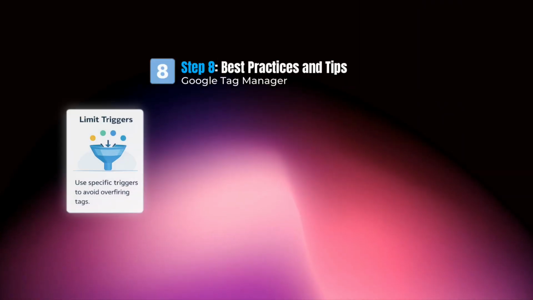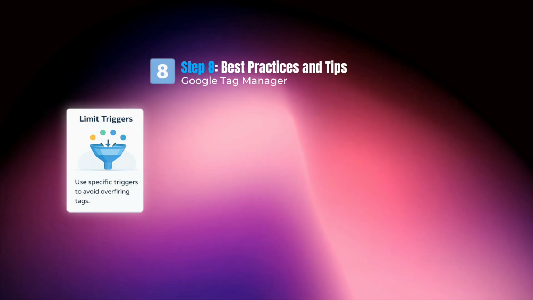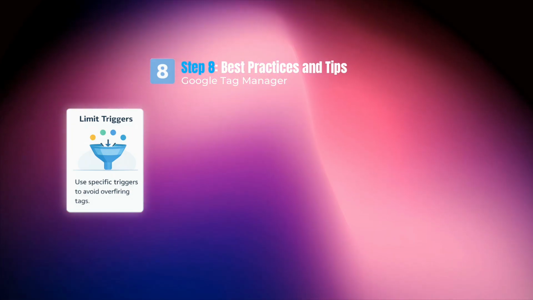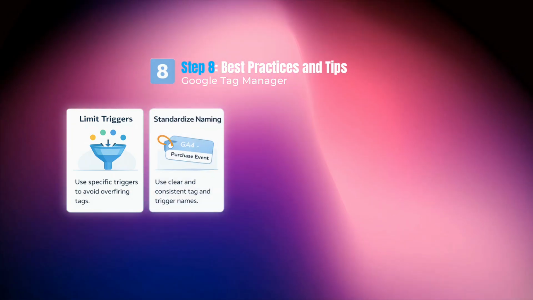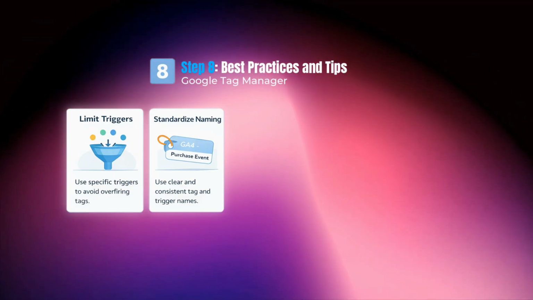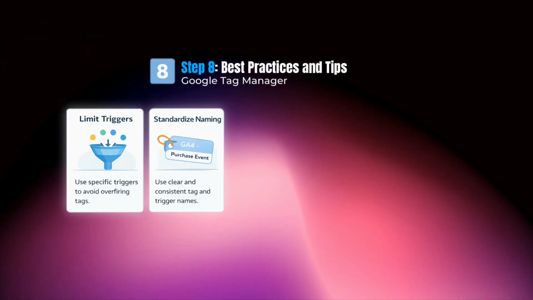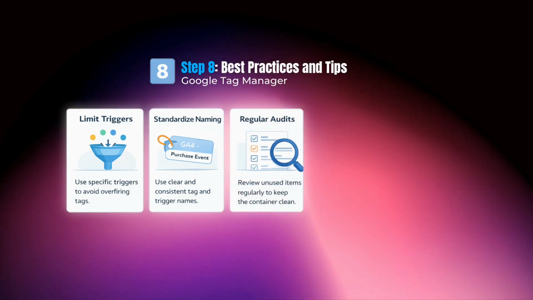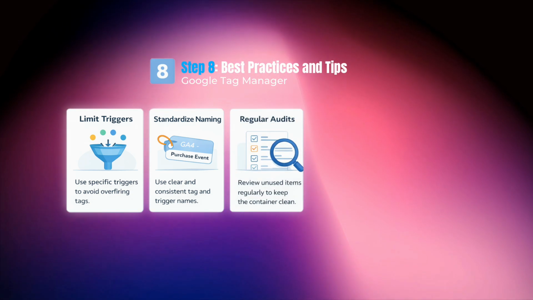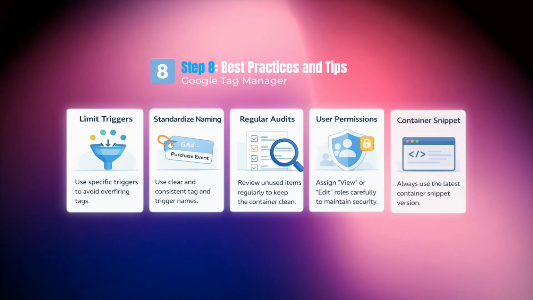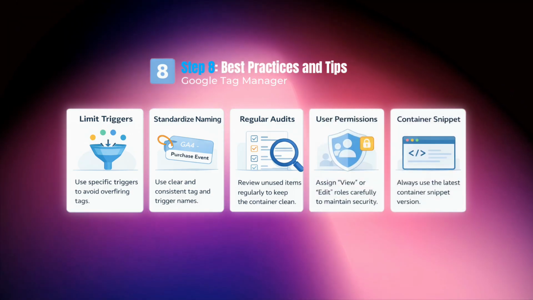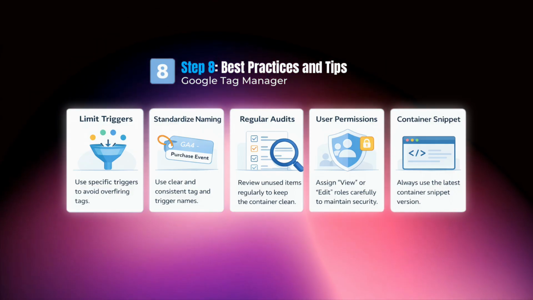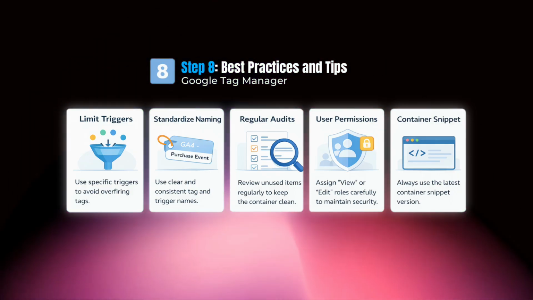Make sure that you limit your triggers, so use specific triggers to avoid overfiring tags. Next, standardized naming is important to maintain, so tag and trigger names like GA4 purchase event for clarity would be a good idea to implement. Next one is regular audits. So periodically review unused tags, triggers, and variables to keep the container clean. And then user permissions. So assign view or edit roles pretty cautiously, actually, because it's important to maintain security. You don't want everybody having access to everything. And as far as container snippets go, always use the latest container snippet version.